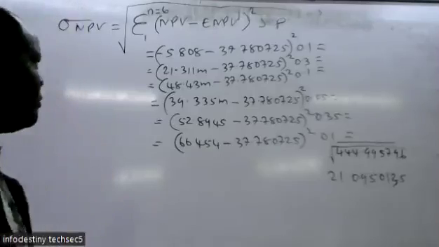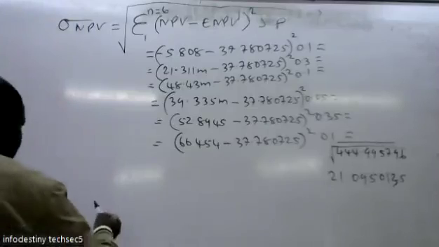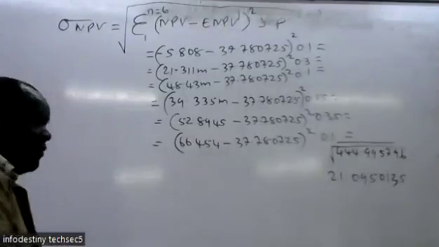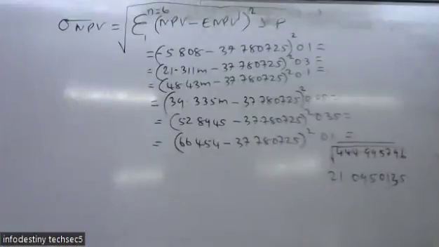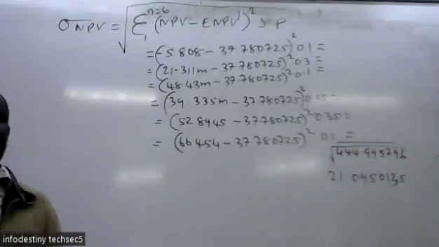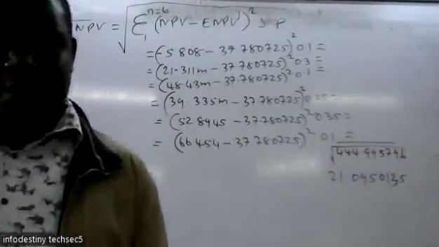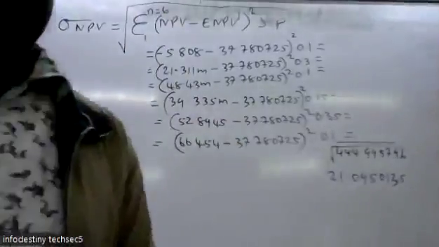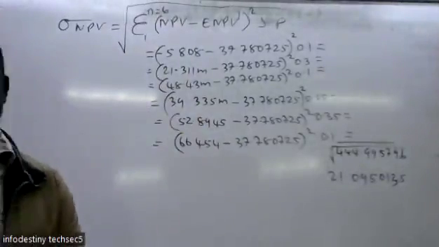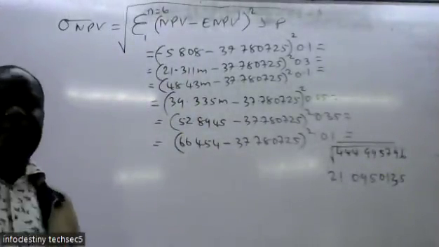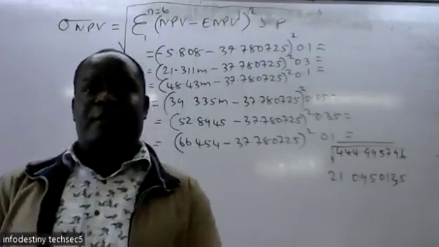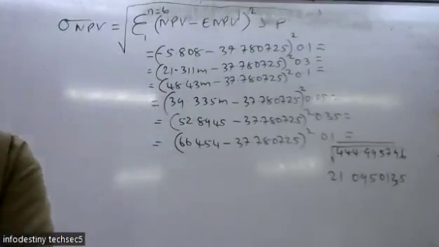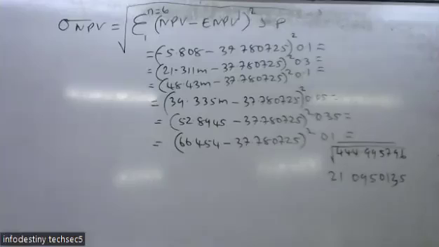Sometimes they normally ask you also to calculate the coefficient of variation. So let us write something brief on the coefficient of variation. But the question only wanted up to the standard deviation. So we summarize that coefficient of variation. It is a relative measure of the risk.